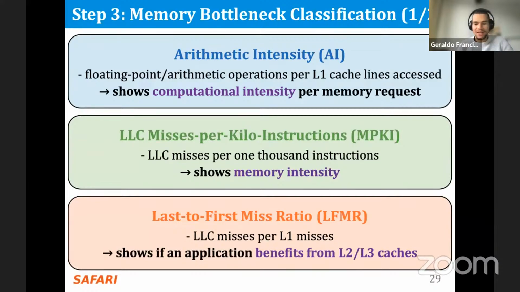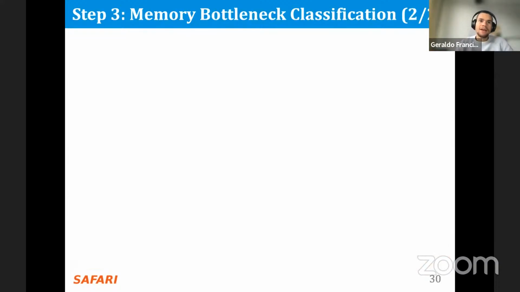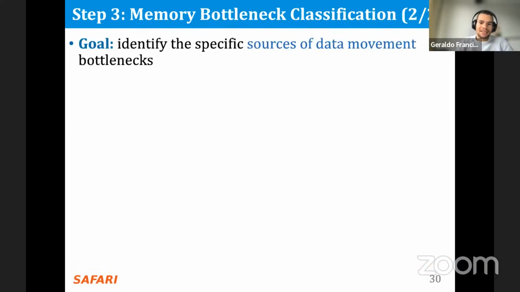In contrast, if the application has an LFMR value close to 0, it means that very few L1 misses generated last-level cache misses, and then the application is benefiting from the L2 and L3 caches. The goal of the scalability analysis is to nail down the sources of data movement bottlenecks in a particular application.